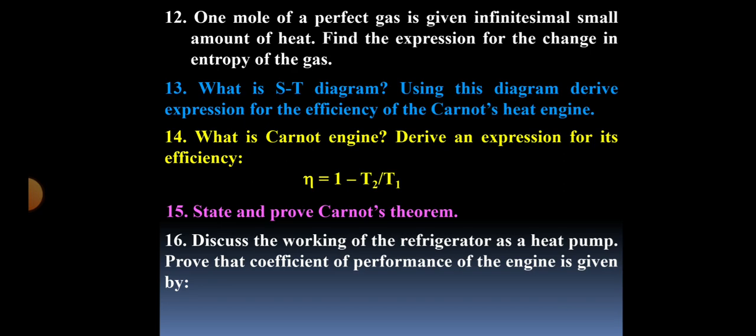Question number 16 is, discuss the working of a refrigerator as a heat pump. Prove that the coefficient of performance is given like this: E is equal to Q2 divided by Q1 minus Q2, where Q2 is heat of your sink and Q1 is heat of source, and in terms of temperature, T2 divided by T1 minus T2. So we have to remember these expressions of efficiency and coefficient of performance for solving different numericals.